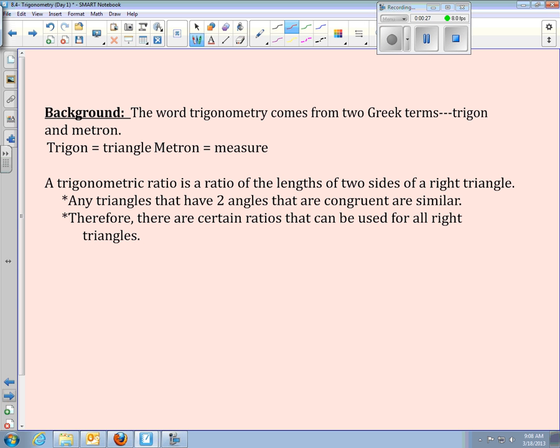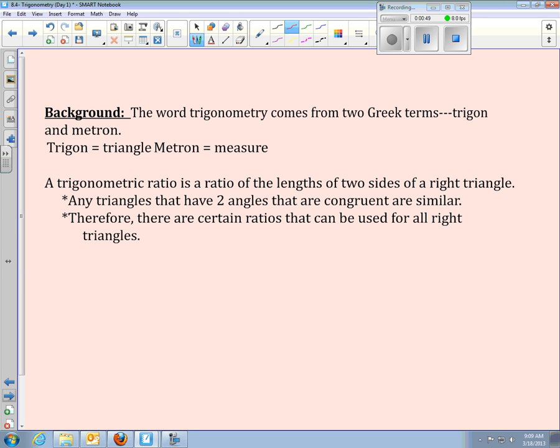So, background. The word trigonometry comes from two Greek terms, trigon and metron. Trigon means triangle and metron means measure. So we're going to be looking at measures of triangles. A trigonometric ratio is a ratio of the lengths of two sides of a right triangle. Any triangles that have two angles that are congruent, those two triangles are going to be similar. So keep that in mind.